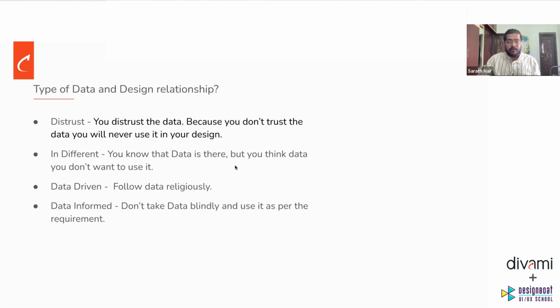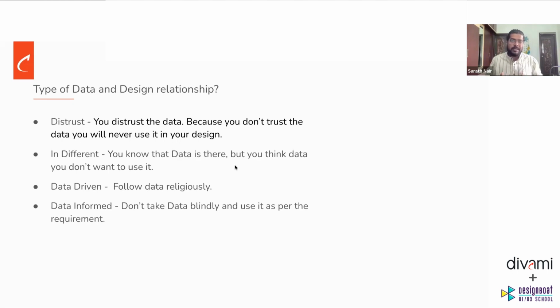The third is the data-driven approach, which the topic says. The data-driven approach is basically following the data religiously, where you collect the data and you try to implement it into design as it is. But in this era, we have evolved much more into data-informed design, where you don't take data blindly and use it as per the requirement. You need to do proper analysis and take informed decisions to use the data where it is absolutely required or where it is adding value.